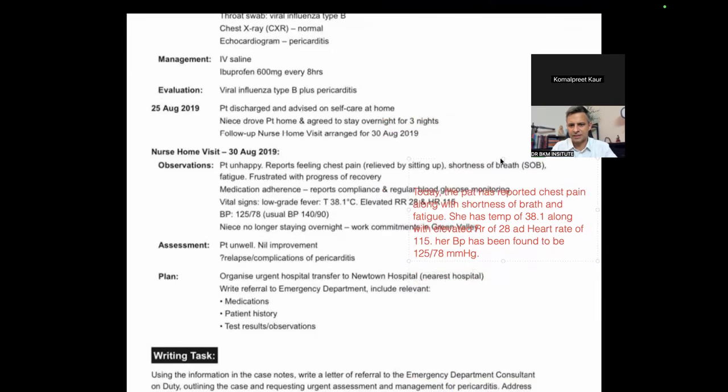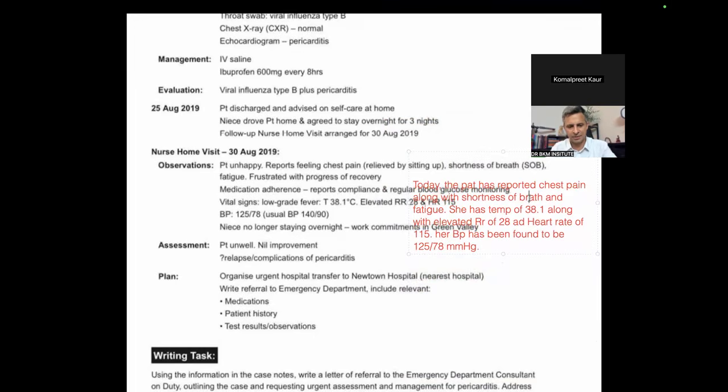Today the patient has reported chest pain with shortness of breath. Keep the spelling correct in the paper. Marks are also deducted for spelling. You all know that. Her BP has been found to be this. Now she requires your urgent expertise as she has been suspected. This is the only line that will repeat in OET. Suspected with relapse or complication of pericarditis. So this is the last paragraph.